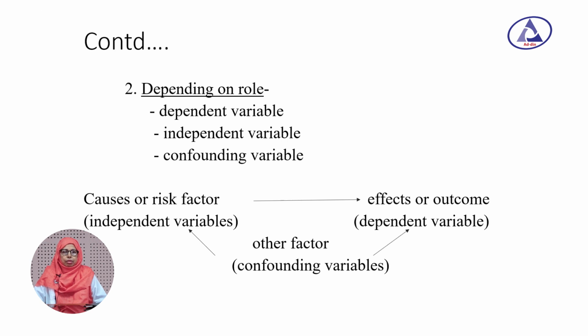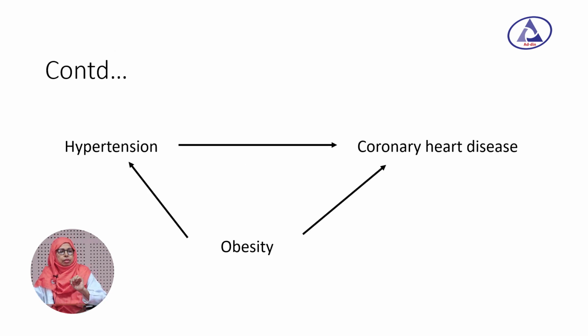And what is a confounding variable? A confounding variable influences both the dependent variable and the independent variable. We can find this in an example. Hypertension causes coronary heart disease. Here coronary heart disease depends on hypertension. So coronary heart disease is the dependent variable and hypertension is the independent variable.